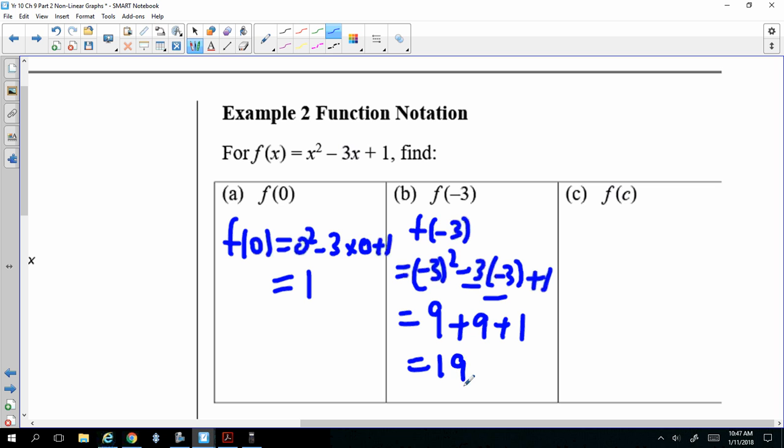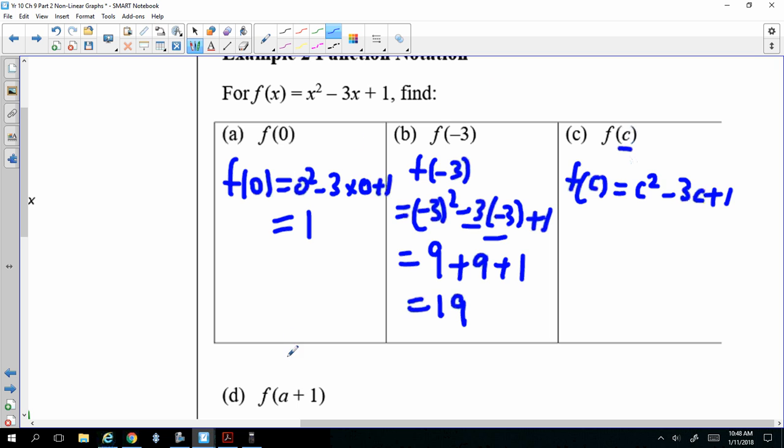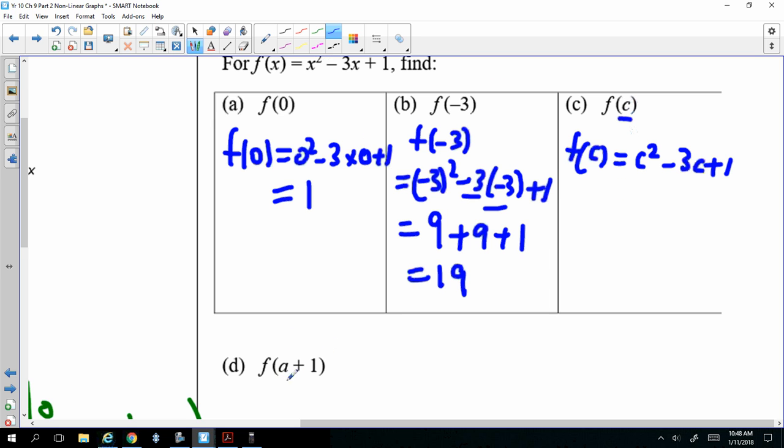The values you substitute are not limited to numbers. It can be a polynomial. In that case, f(c) is c squared minus 3c plus 1. Whatever you substitute into the bracket, you replace the x by the thing inside the bracket. And it's not limited to one term. It could be two terms, like a plus 1. Every time you see an x, replace it by a plus 1, and for the other x, replace it by a plus 1 too. Then plus 1 here. Any questions? All good?